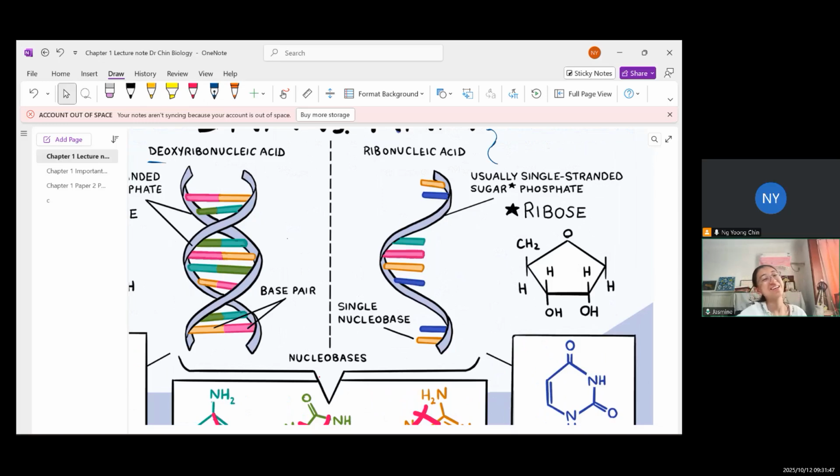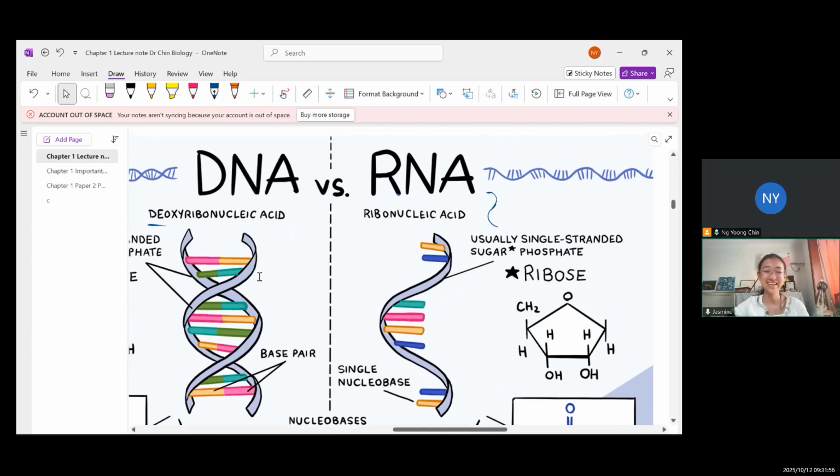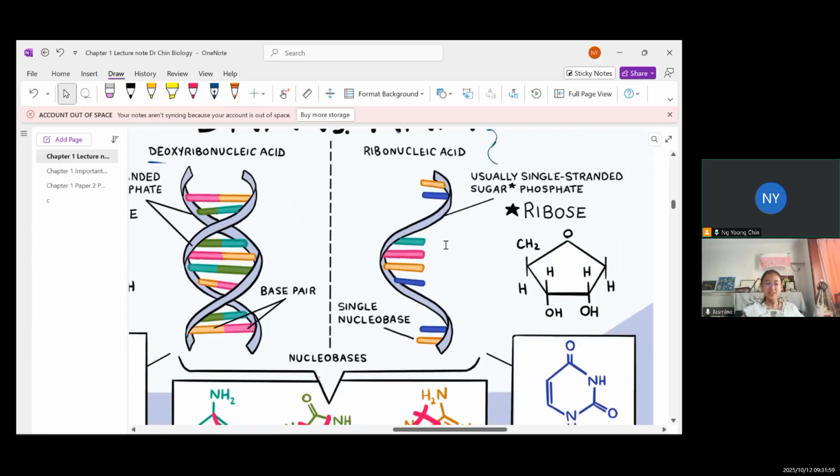Deoxyribonucleic acid. So this is their full name, but for your exam purpose, you just need to write DNA or RNA. It's enough. You don't need to write the whole name. Deoxyribonucleic acid, wow, so long. So RNA, ribonucleic acid, just looks like this. It's single stranded, just remember it's single stranded.